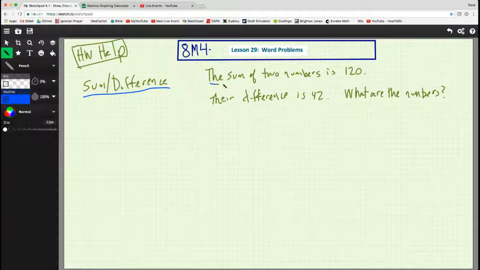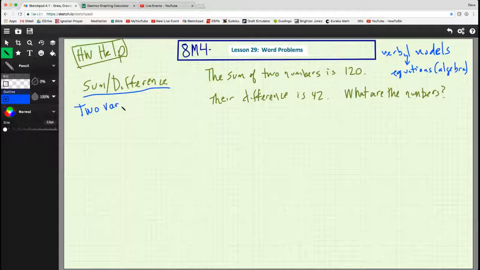You'll see this: the sum of 2 numbers is something and their difference is something else. We learned how to write these, I think, all the way back in lesson 1, if you recall, how to take word problems, verbal models, and turn them into equations, algebra. There is a correspondence between English and algebraic equations. The way we're going to solve all of these problems, we're going to have 2 variables. You can solve some of these problems with a 1 variable approach, but we're going to do them all with 2 variables because there are always 2 unknowns.